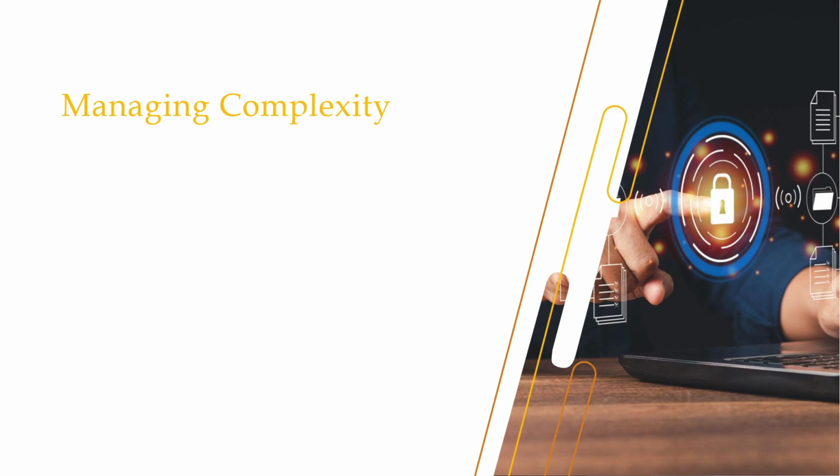Now, let's talk about managing complexity. Early identification of complexity reduces its impact on the project. When project teams remain alert to emerging complexities, they can take corrective actions before these issues escalate. Early detection allows for timely adjustments, minimizing disruptions and safeguarding the project's objectives.